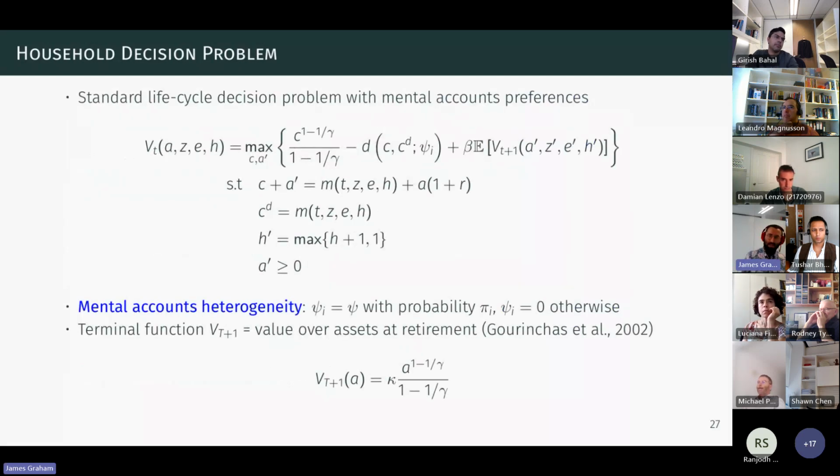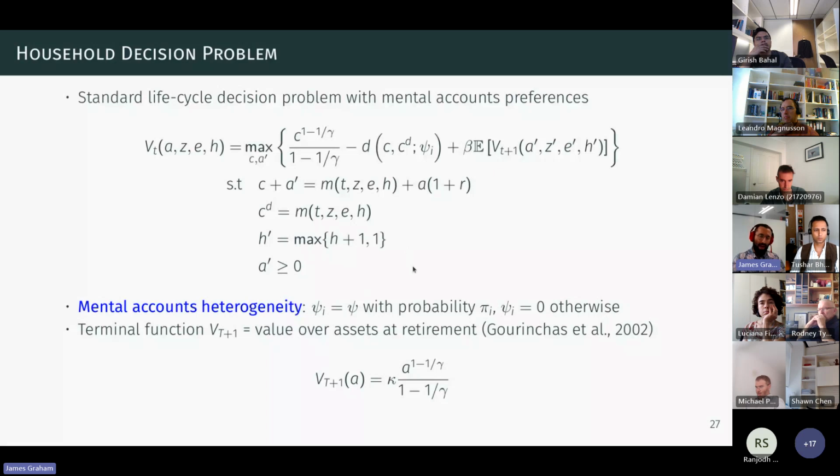Okay, I won't go into the heavy detail, but this is the way you write it down. Here's the value function problem for this household. Standard utility function minus the mental accounts utility function. Discounted future expected values because there's uncertainty coming from this income process. Budget constraint looks the same as before. And then there's some extra features. Don't have to go into too much detail.